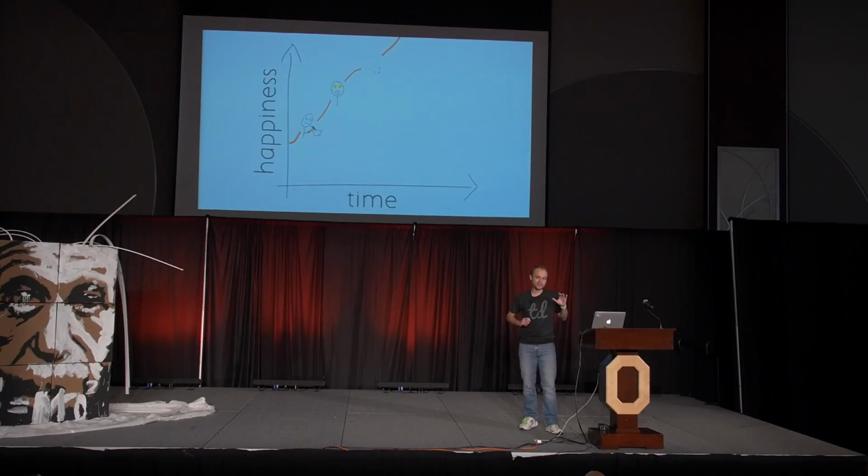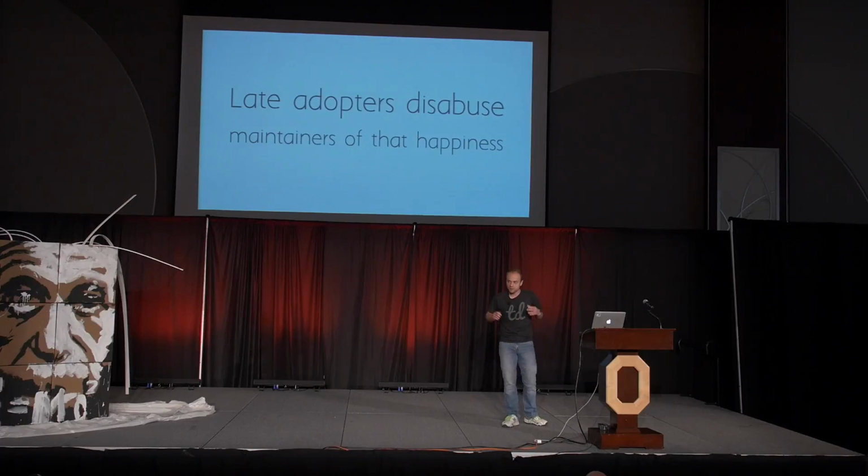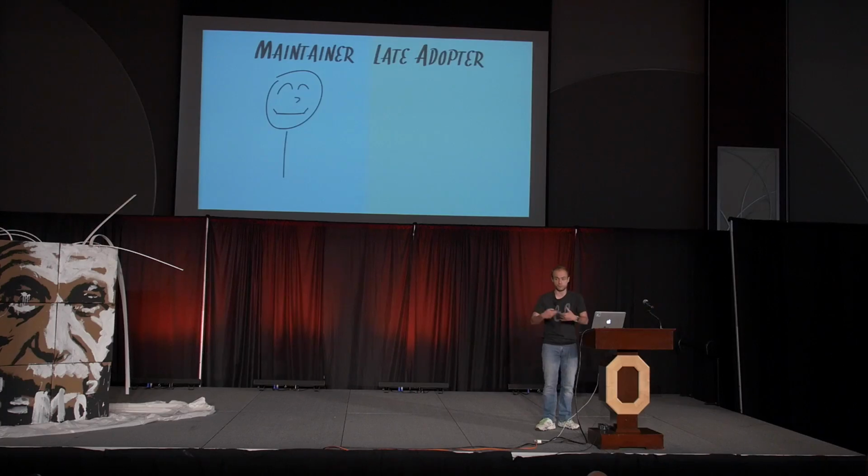So that's, of course, not reality. And the reason it's not reality is because late adopters are fundamentally different. Late adopters will usually disabuse maintainers of this happiness. From the maintainer's perspective, remember, if you think of them as an early adopter, this thing that they've published probably already solves their problem, right?